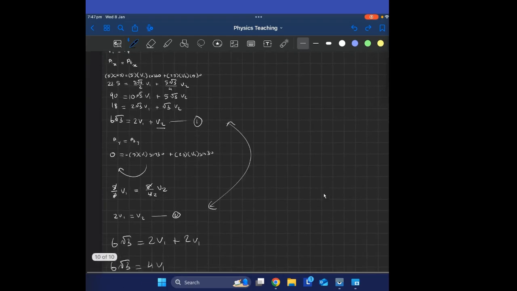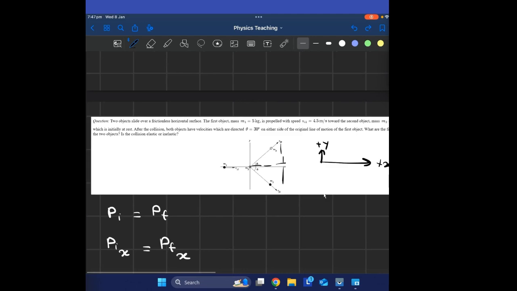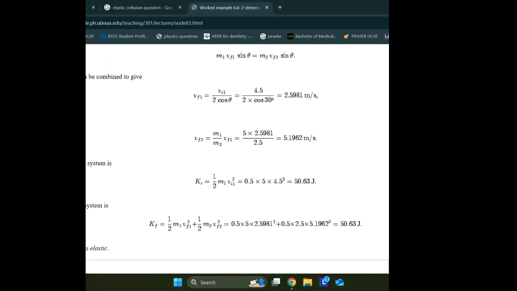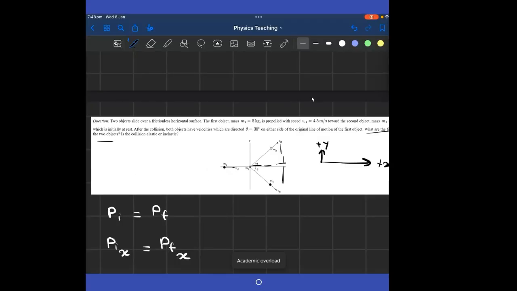Now what we're going to do, oh yeah, cool. So the first part is find the final speeds of the two objects. So I have the question here, and these are the two answers. So if I convert this to a decimal, 3 root 3 is equal to 5.1962, and divide that by 2, and you get 2.5981. So this so far is correct.